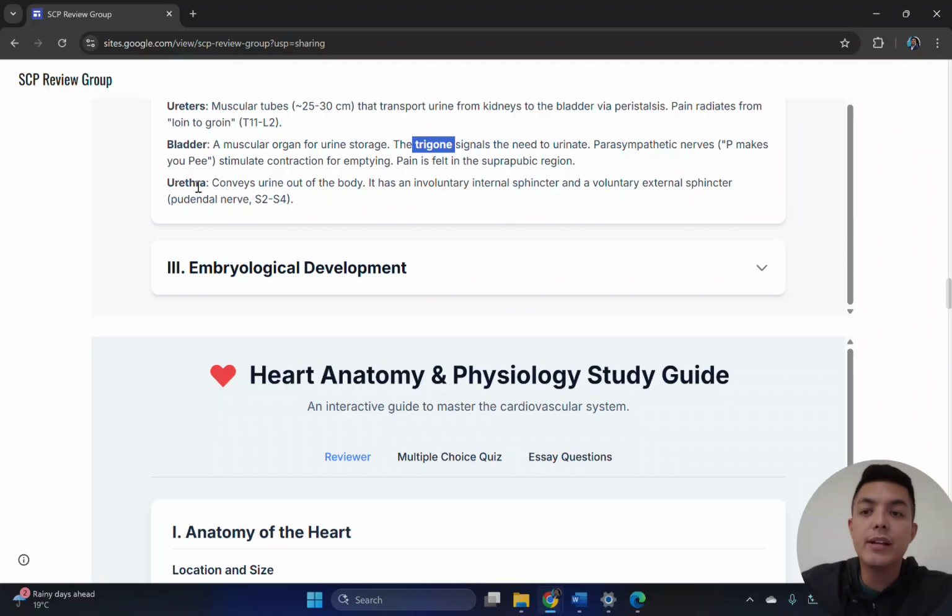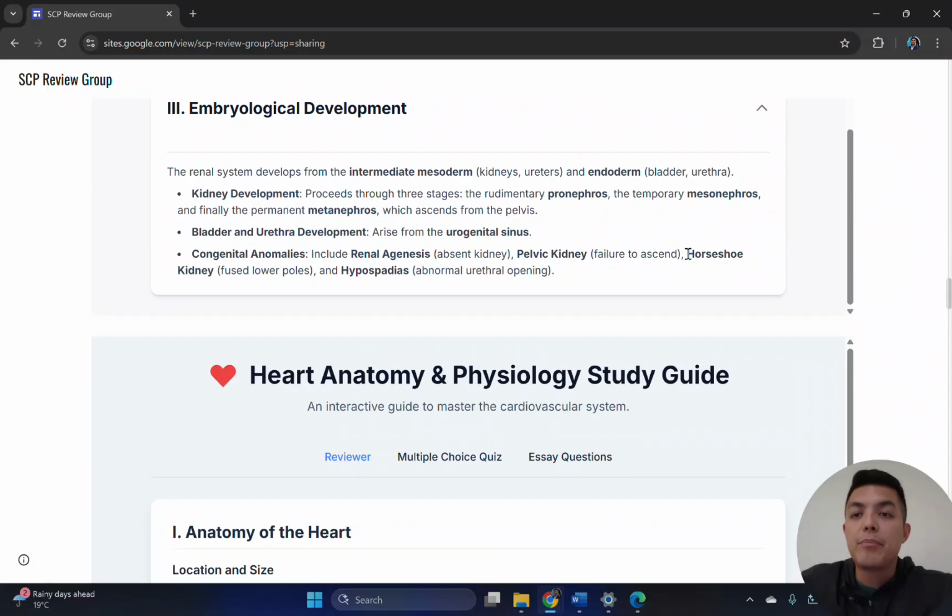Next is the urethra. It conveys urine out of the body, and it has an involuntary internal sphincter and a voluntary external sphincter. So the voluntary is the external, involuntary is the internal. This is innervated by the pudendal nerve, S2 to S4.